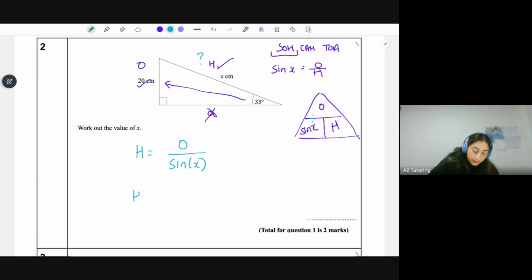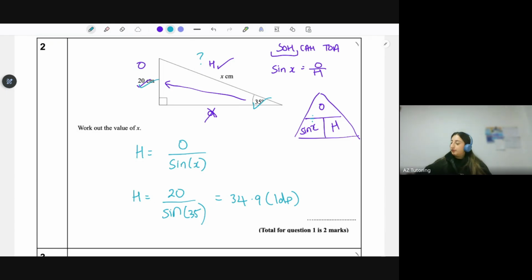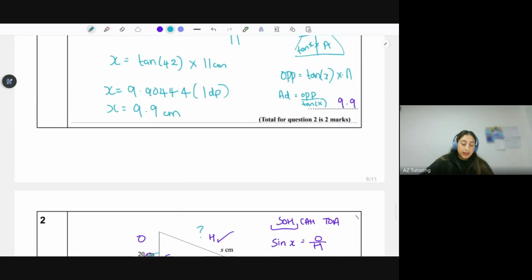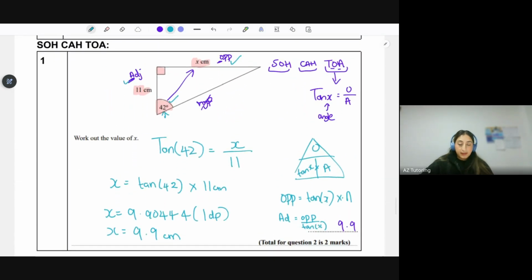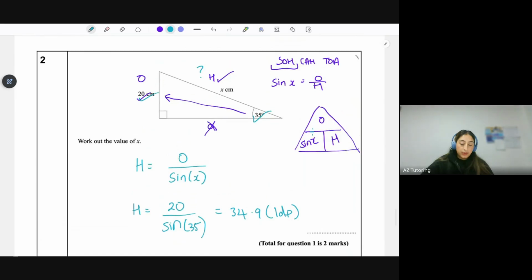So now I can just sub everything in. H equals opposite, which is 20, given to us, divided by sine of the angle, which is given to us, 35. I just need to sub that in the calculator. That gives me 34.9 to one decimal place. So this question was finding the length. This question was also finding the missing length. So that's straightforward. You just do what I've done in the question.